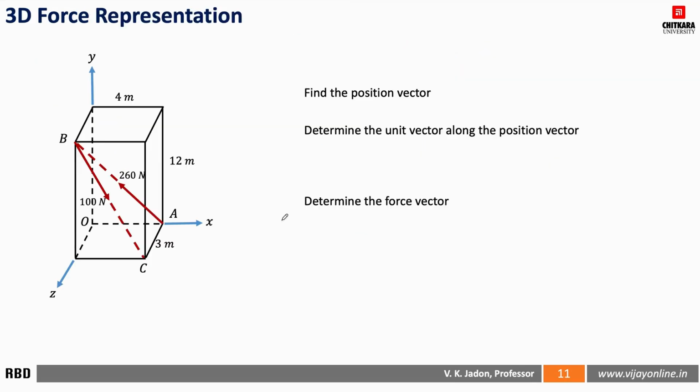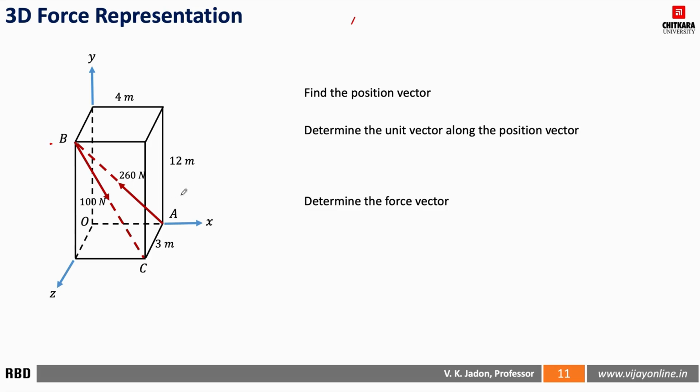Presentation. For this we will take one example straight away, because we have to make use of some basic fundamentals of vectors, position vector as well as unit vector. In this particular example, we are given a cuboid of dimensions 3 into 4 with a 12 meter height, and one force is shown from A to B, of 260 Newton, and one force from B to C, that is 100 Newton.